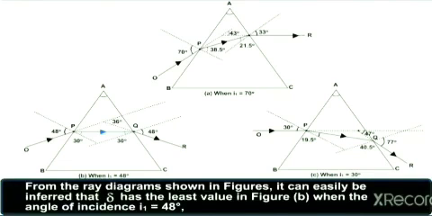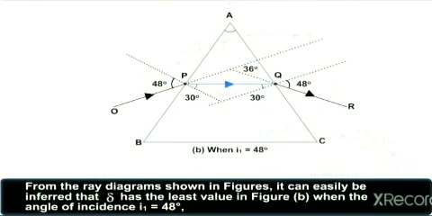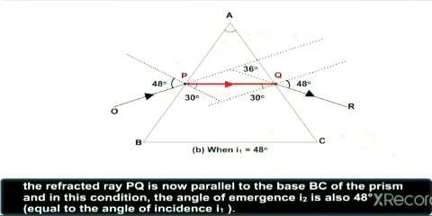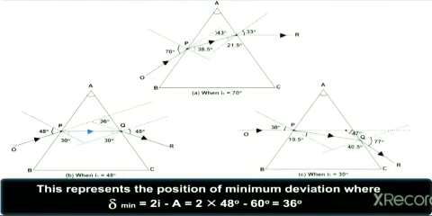From the ray diagrams shown in the figure, it can easily be inferred that delta has the least value in figure B, when the angle of incidence I1 is equal to 48 degrees. The refracted ray PQ is now parallel to the base BC of the prism, and in this condition, the angle of emergence I2 is also 48 degrees, equal to the angle of incidence I1. This represents the position of minimum deviation where delta minimum is equal to 2I minus A, which equals 2 into 48 degrees minus 60 degrees. So delta minimum is equal to 36 degrees.